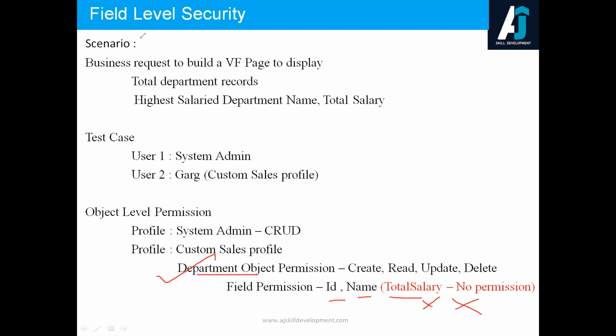Now let's check how field level security works and what solutions we can give to achieve it. Suppose garg should not be able to see total salary, or any outcome related to the total salary field. But he is allowed to see ID and name, because it's available for him. He has the permission for that. So let's quickly go to the implementation, in the system admin window first, to see how it looks.